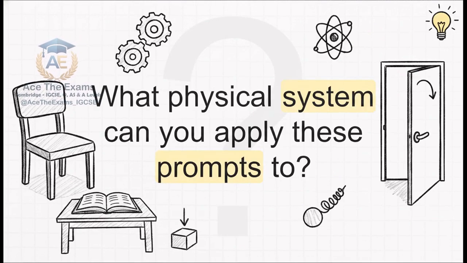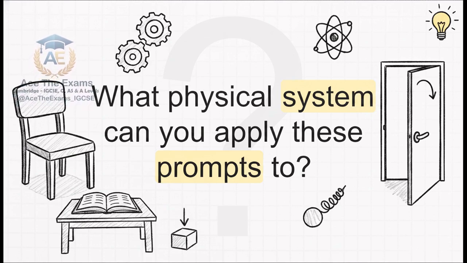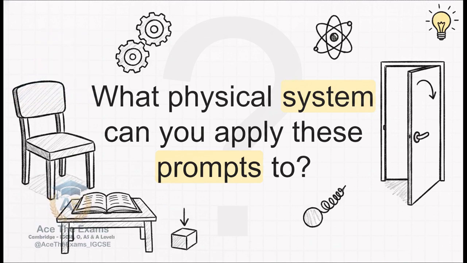I'm going to leave you with a challenge. Look around the room you are in right now. Find a physical system. Maybe it's the chair you're sitting on, a book resting on a table, or a door hanging perfectly still on its hinges. Can you apply those 4 memory prompts to it? Can you define the relationship, explain the physics, and describe the application?